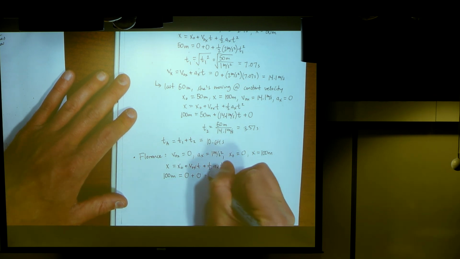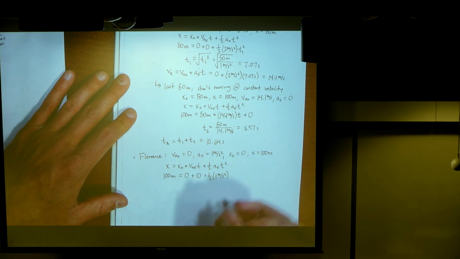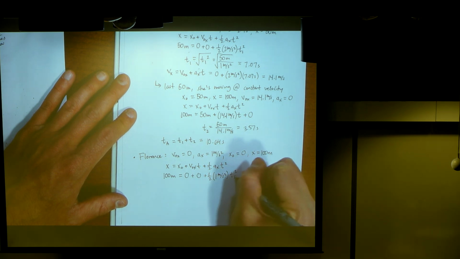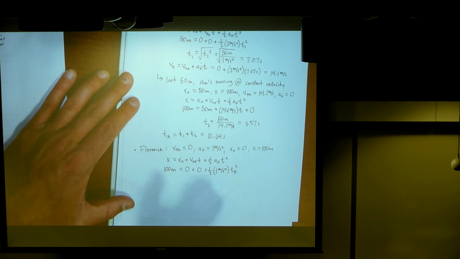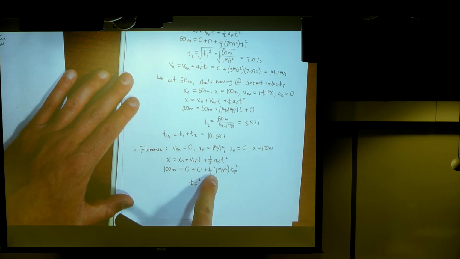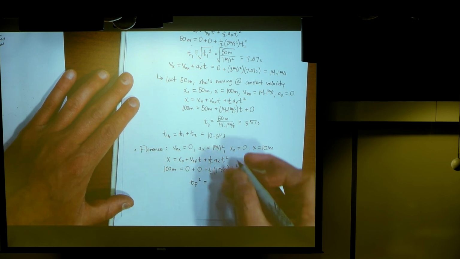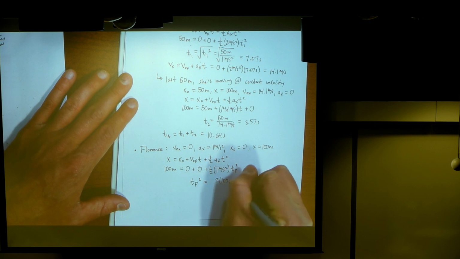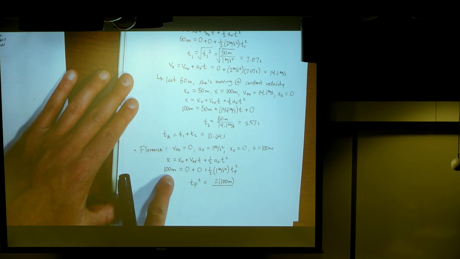And then we have a half, accelerating at 1 meter per second squared, times t squared. And I'll call this TF because it's for Florence's time. Okay? So to solve for TF, TF squared equals, I'll multiply both sides by 2 to get rid of this 1/2. That'll be 2 times 100 meters, divided by 1 meter per second squared, and then we just have TF squared by itself.